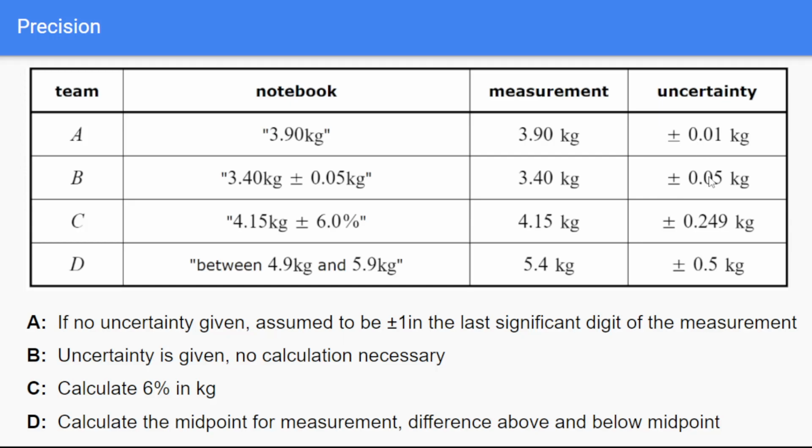Now remember, the most precise is what we're looking for. And the most precise measurement is the one with the least amount of uncertainty. And so if we look at these, Team A had the least amount of uncertainty. So Team A had the most precise measurement.